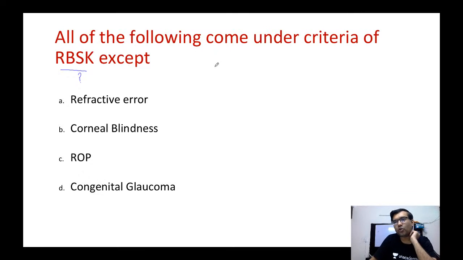There are a few ophthalmic disorders which are also included in the Rashtriya Bal Suraksha Karyakram. My question is, which of them is not included? So the answer here is congenital glaucoma. Remember, congenital glaucoma is not included in the Rashtriya Bal Suraksha Karyakram. Refractive error, childhood blindness, vitamin A deficiency, and ROP, they all are included in the RBSK.